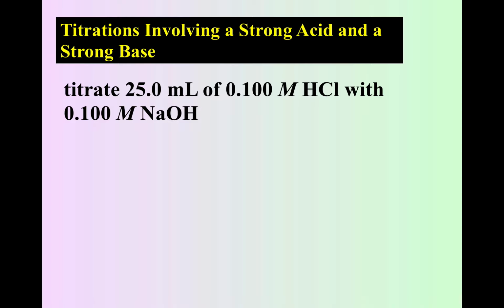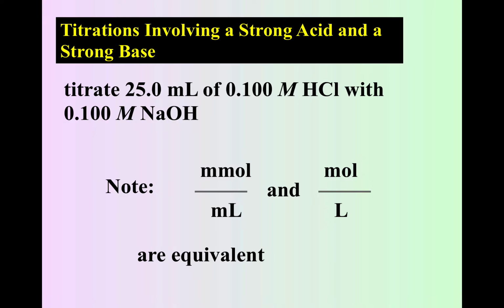When we do a strong acid, strong base titration, it's just a neutralization reaction. It's very spontaneous. So really it's recognizing what's limiting and what's in excess, in terms of what's affecting the pH. So I'm going to titrate 25 milliliters of 0.1 molar hydrochloric acid, right? That's what's in my beaker. And what I'm going to add to that is 0.1 molar sodium hydroxide, the base.